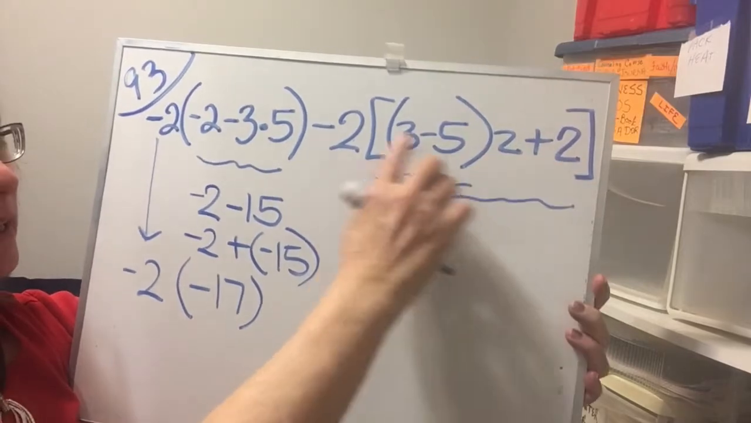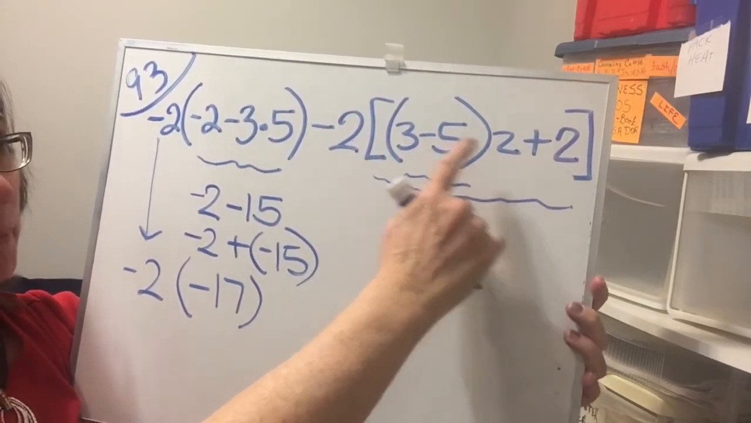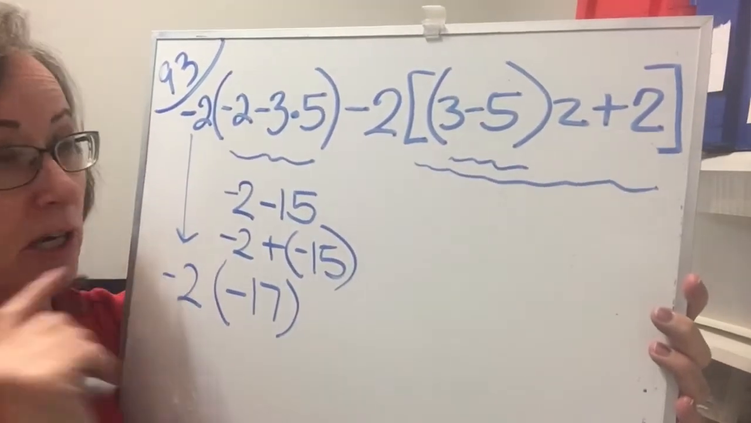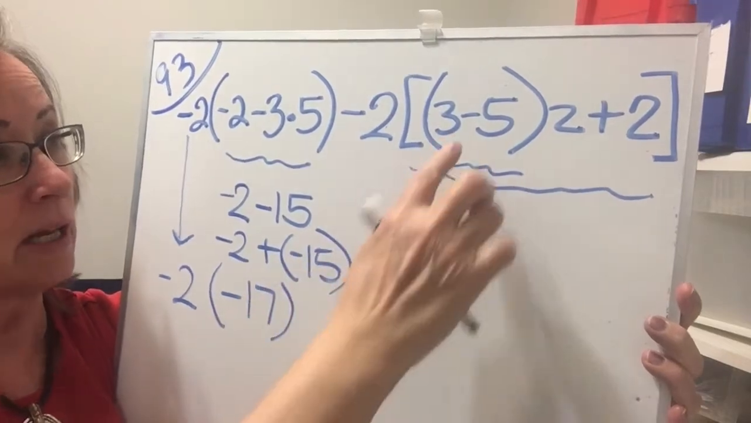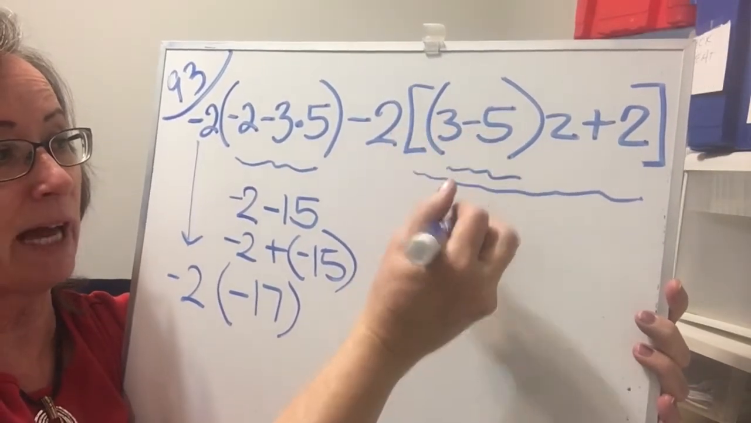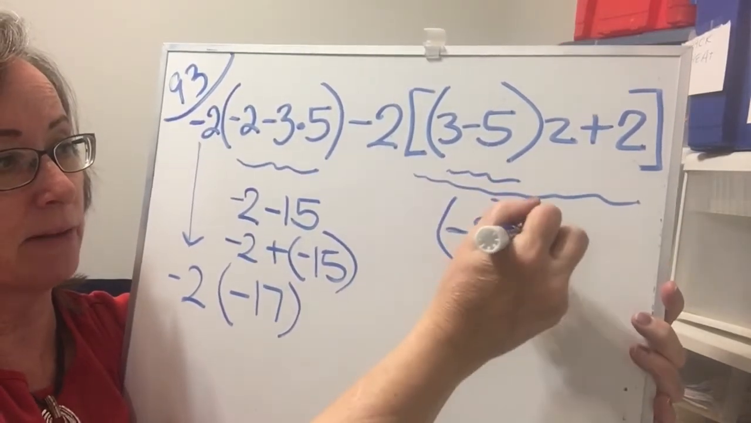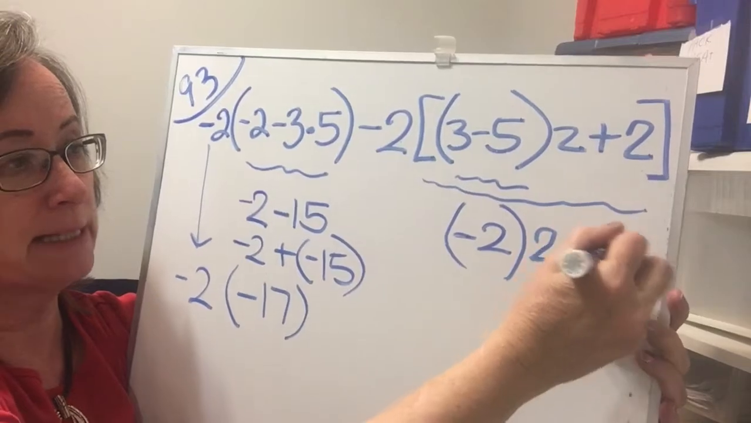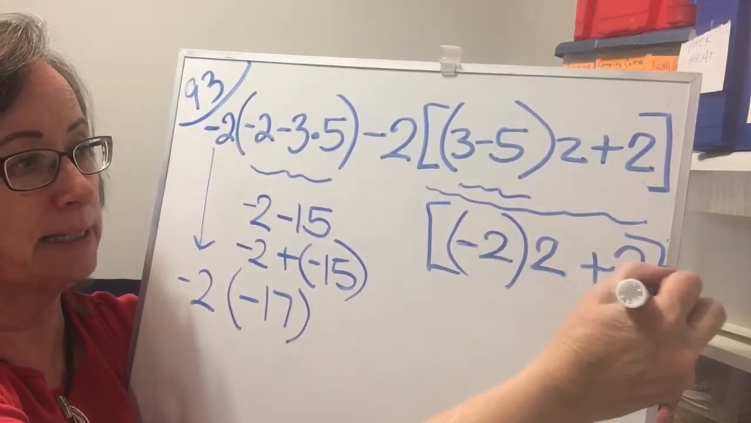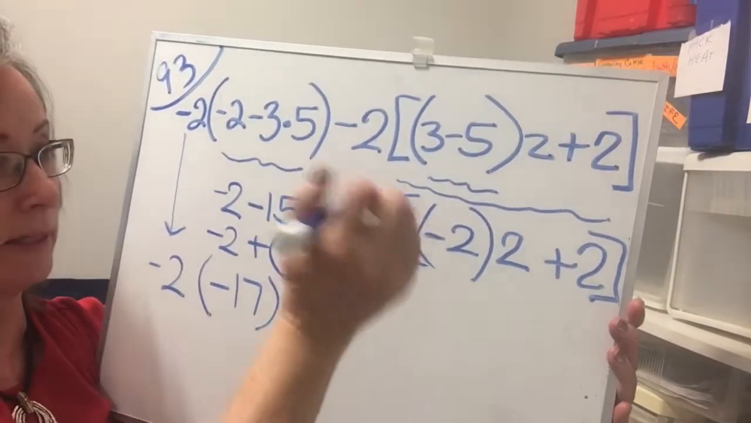Now inside here, I've got a minus and I've got a times, but the minus is inside another symbol of inclusion. So I have to do it first. So 3 minus 5 has to go first. 3 minus 5 is a -2. And then times the 2 plus the 2. Okay, and all of that is in a big symbol of inclusion. So I have to do that before I can mess with the -2.